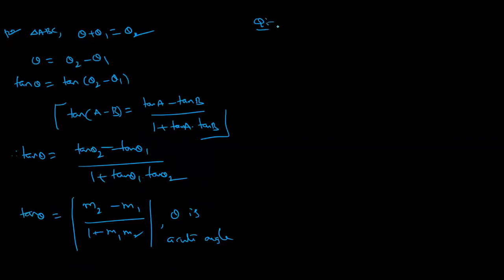Question, see. So based on this formula, what type of questions can we expect? Find the angle between two lines: x minus root 3y plus 1 is equal to 0 and x minus 2y is equal to 0. Anyone? How to find it?